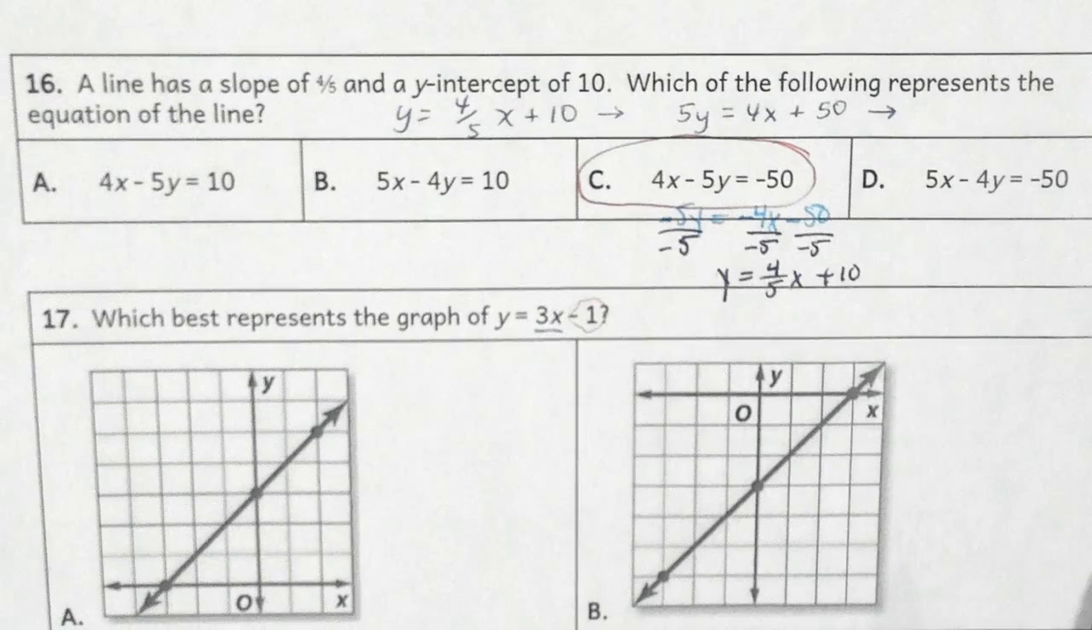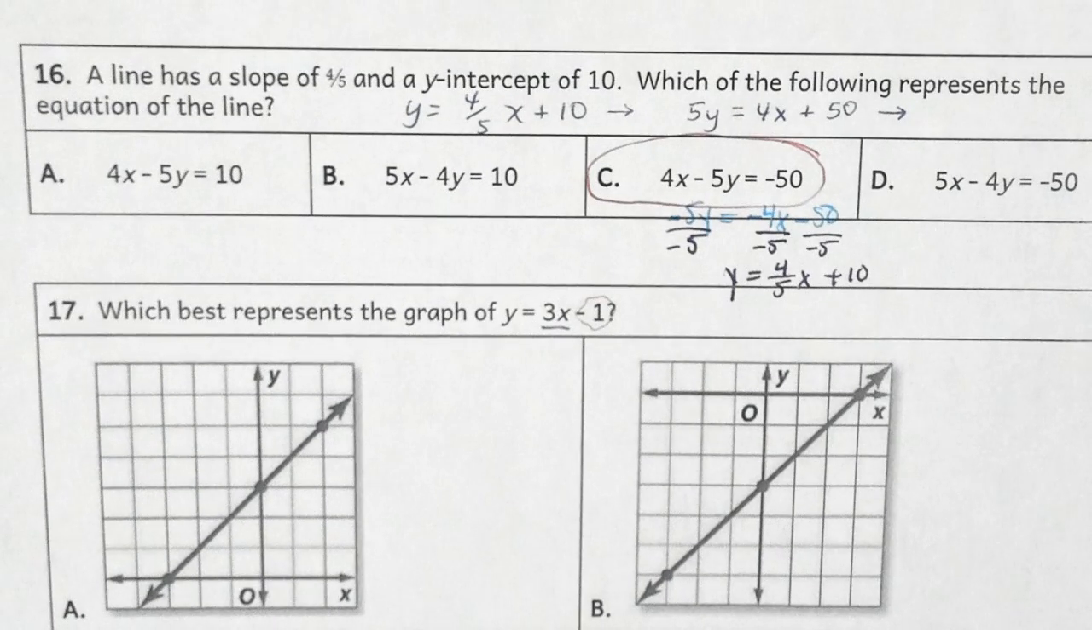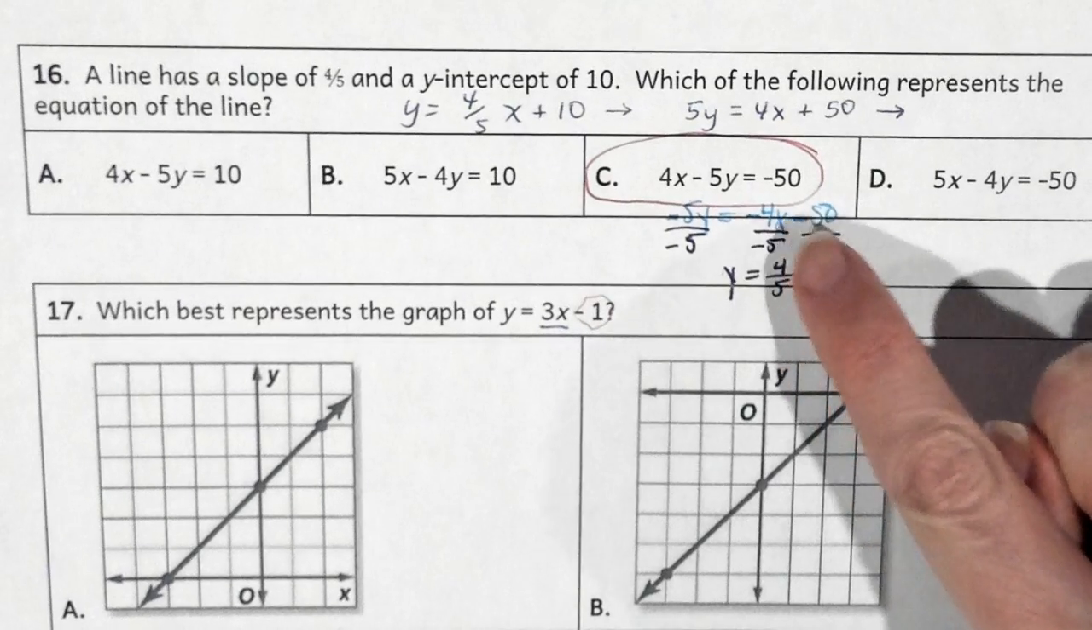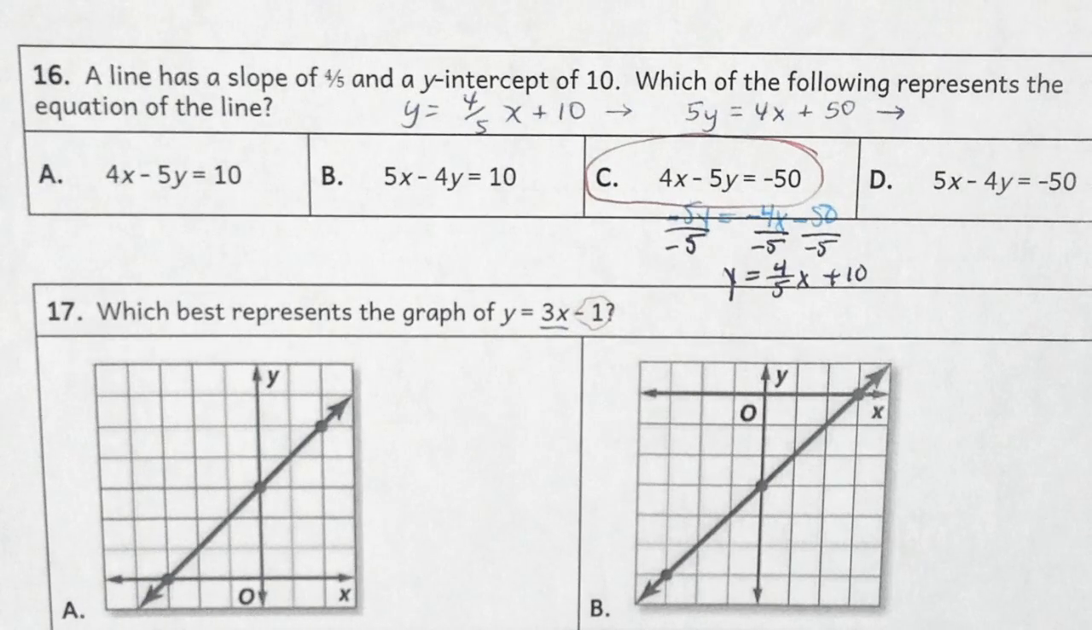16, on 16, says the line has a slope of 4/5 and a y-intercept of 10. If you solved those out for y, you would have found letter C had those. I again moved the 4x over, so I had to subtract 4x on both sides. That gave me -5y equals -4x minus 50. Then I divide everything by that -5. That gave me y equals 4/5 x plus 10.